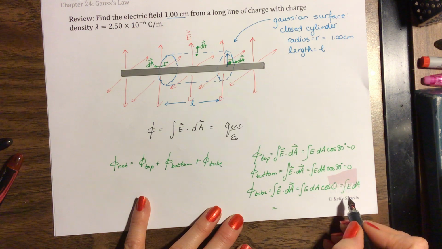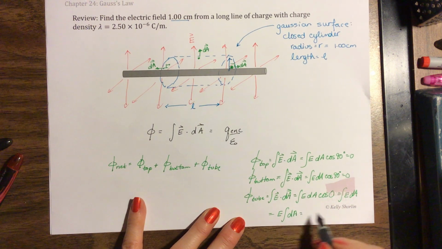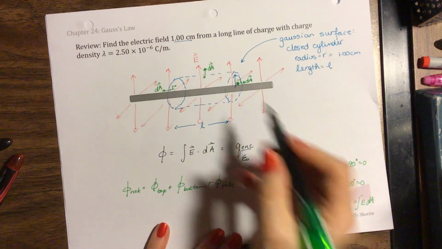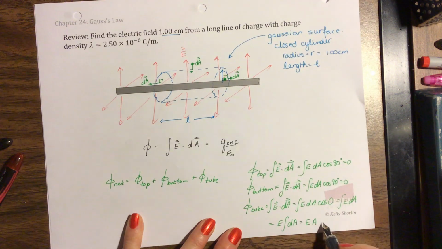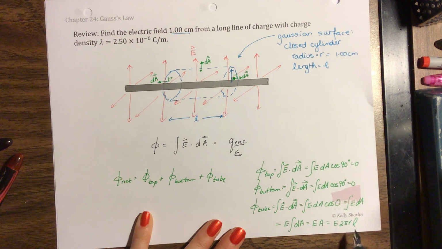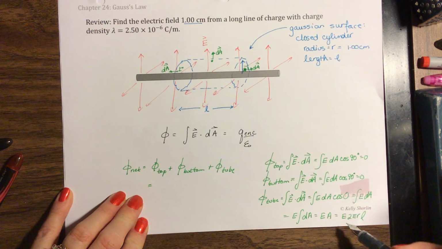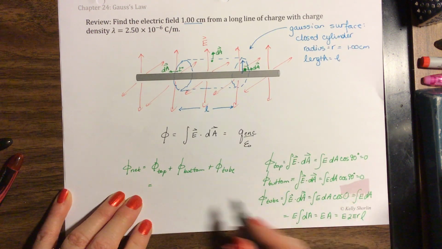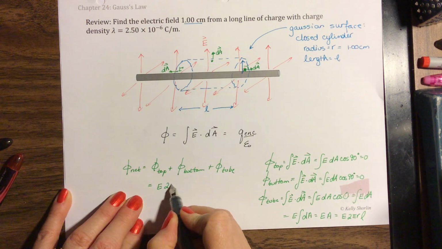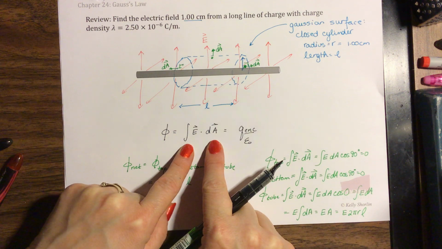My electric field is a constant anytime I'm a constant distance away, so I can take my E outside. The integral of dA is going to give me A, where A means the area of the tube part of that cylinder, which is 2 pi r times the length. So for my net electric flux, I've got 0 plus E times 2 pi r L. That's the part I'm going to plug in right here.